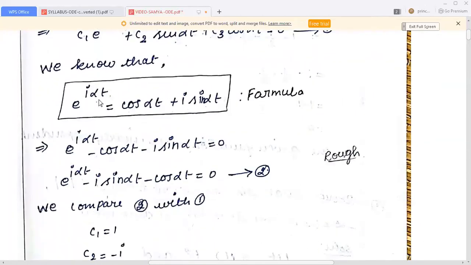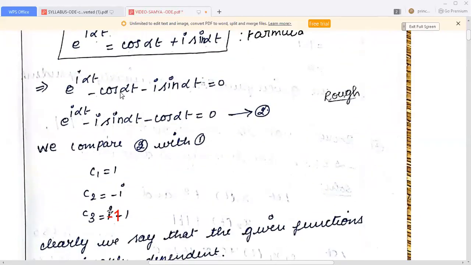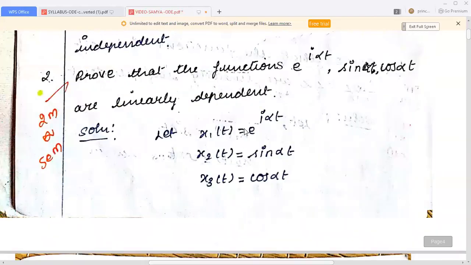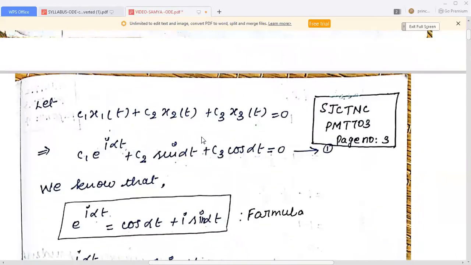We know that e power i alpha t equal to cos alpha t plus i sin alpha t. This is a formula. So from this formula we can write this result, that is e power i alpha t minus cos alpha t minus i sin alpha t equal to 0. Here this can be written as e power i alpha t minus i sin alpha t minus cos alpha t equal to 0. We can take this as equation number 2. We compare equation 2 with 1.